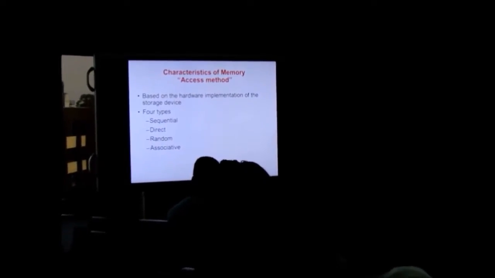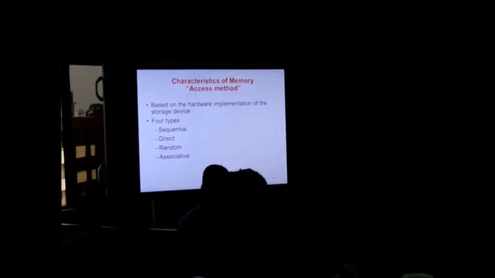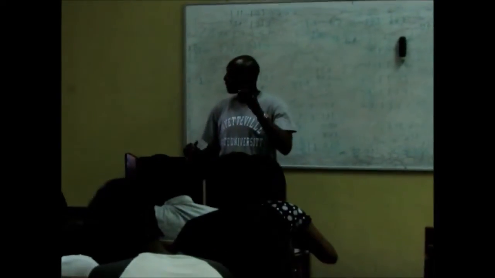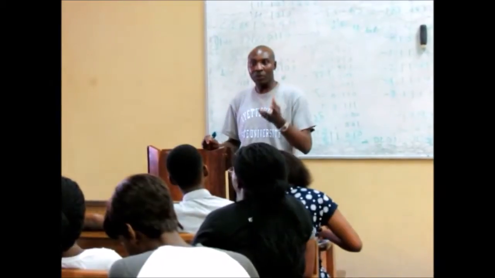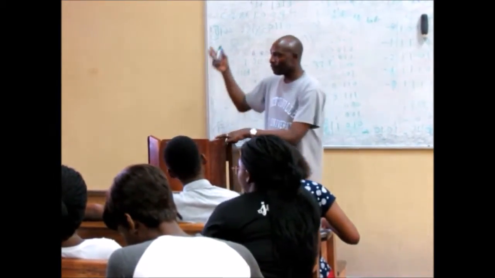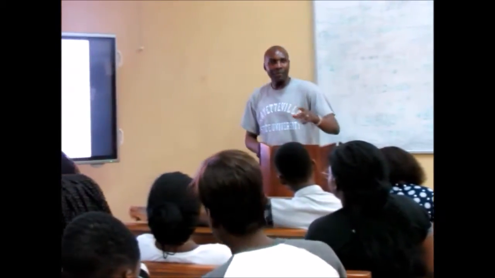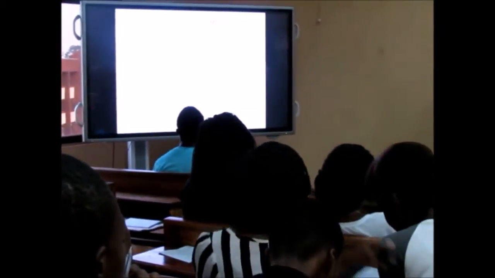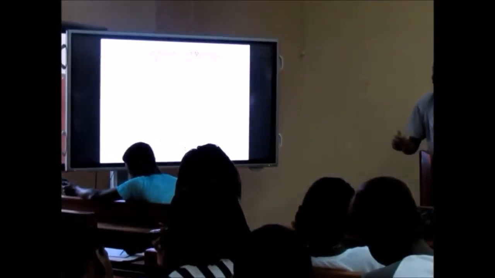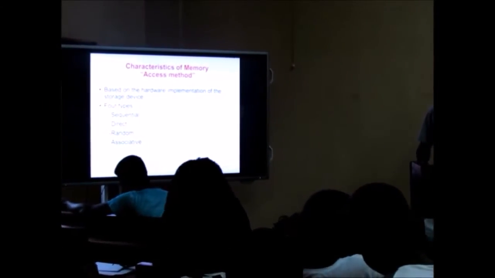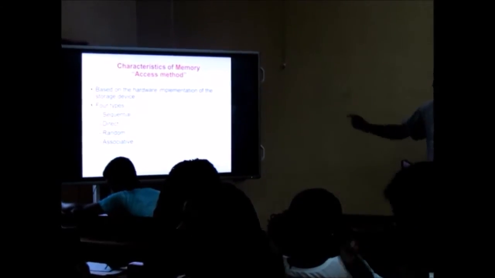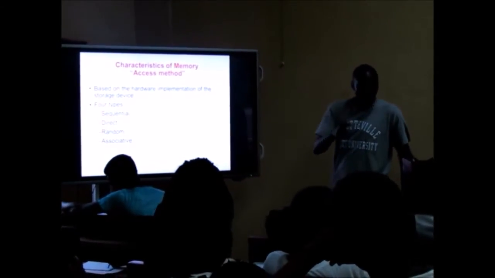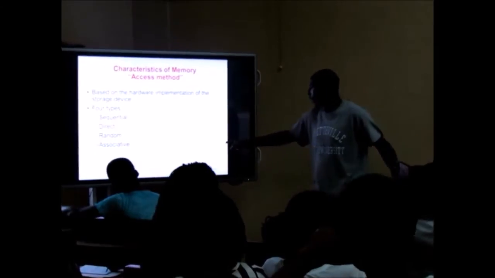I want you to take note of this because this is important as we discuss this. Each type of memory that you know has a method that is used to access it. RAM, which is your main memory, is not accessed the same way your cache memory is accessed. Hard disk is not accessed the same way your RAM is accessed. That's why it's important that you take note of which one is for which.